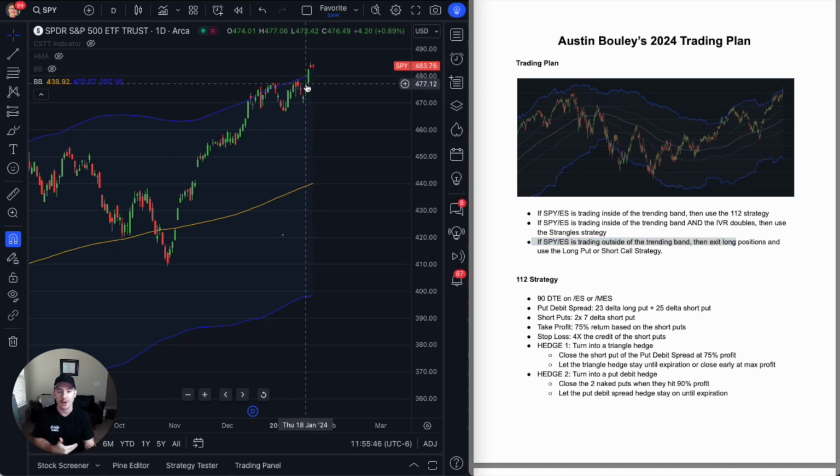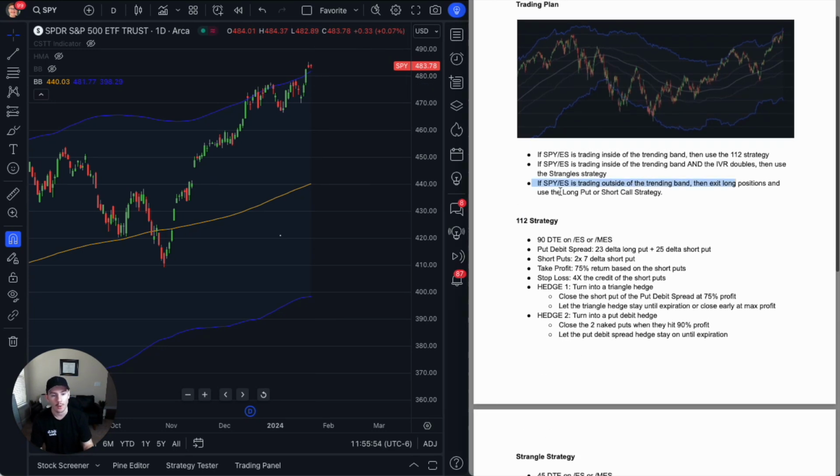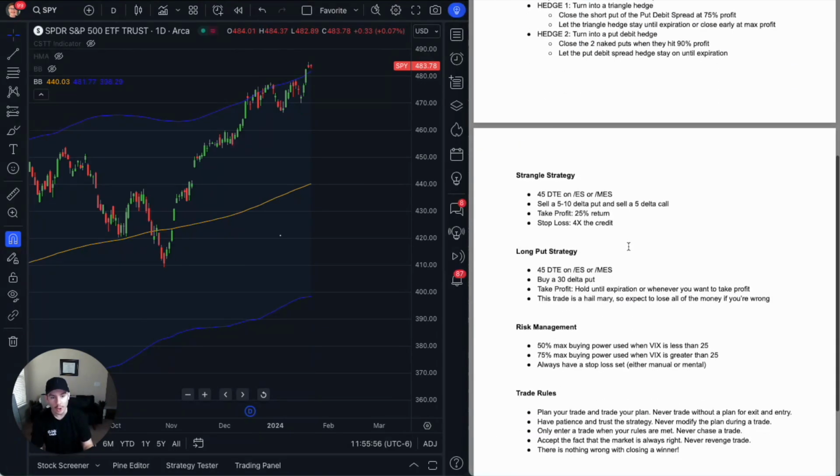When it breaks above the trending band, I wait for it to come back down through it. Once it does, I exit my long positions. I keep my hedges on, and I also use my long put or short call strategy. The long put strategy is dictated here. It's a 45-day long put that I buy on ES or MES.